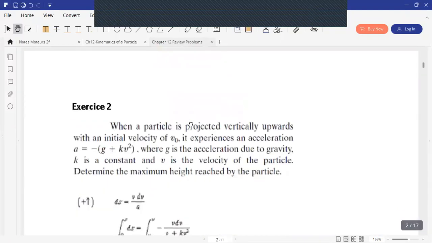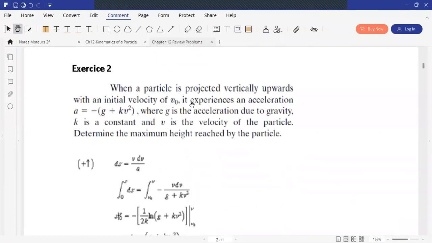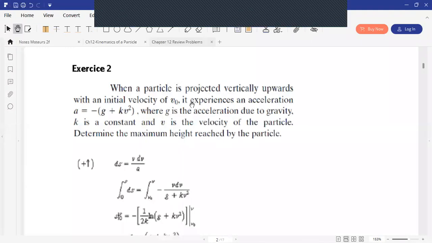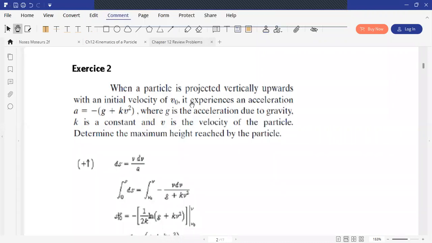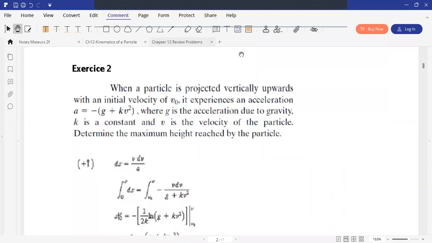Now, another problem. When a particle is projected vertically upward with an initial velocity of v0, it will experience an acceleration A equals minus g plus kv squared, where g is the acceleration due to gravity. Now k is a constant and v is the velocity of the particle. Determine the maximum height reached by the particle. So first, in any problem like this, I will look at the relation I have. What is the relation I have? A equals minus g plus kv squared.